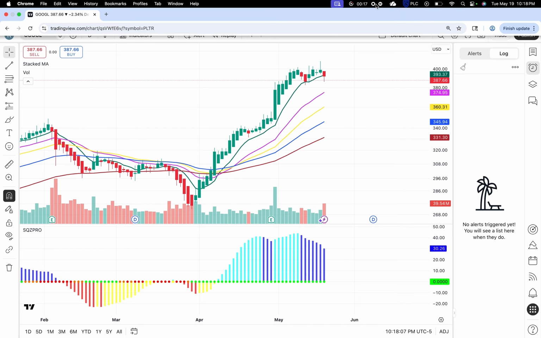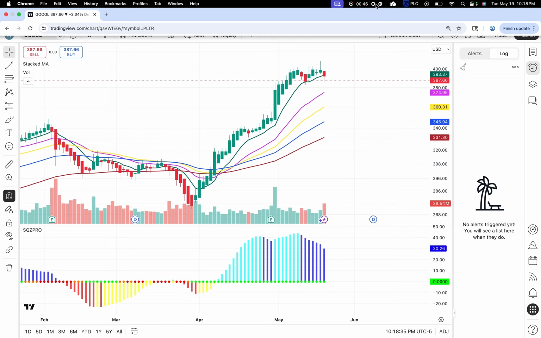It is the histogram that you see at the bottom of this chart, as well as the little green, red, and sometimes yellow dots that appear underneath the histogram, and I will go over what the Squeeze Pro is and why it is highly beneficial for you to use in trading.